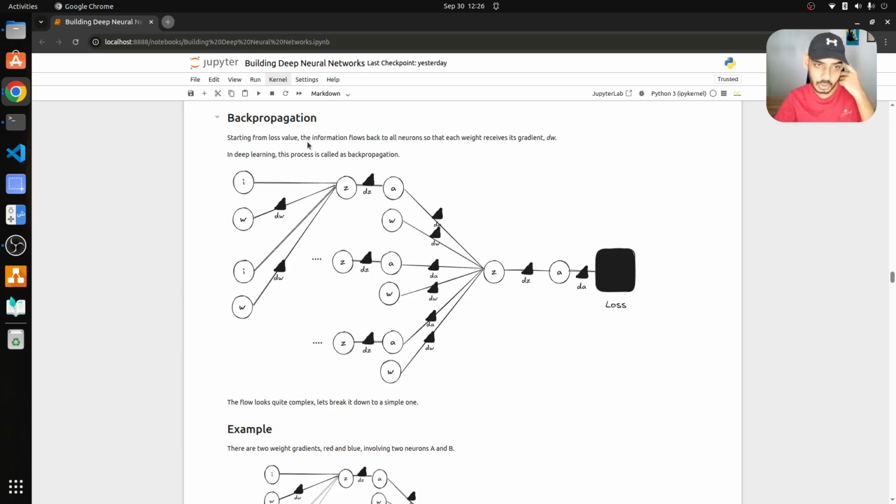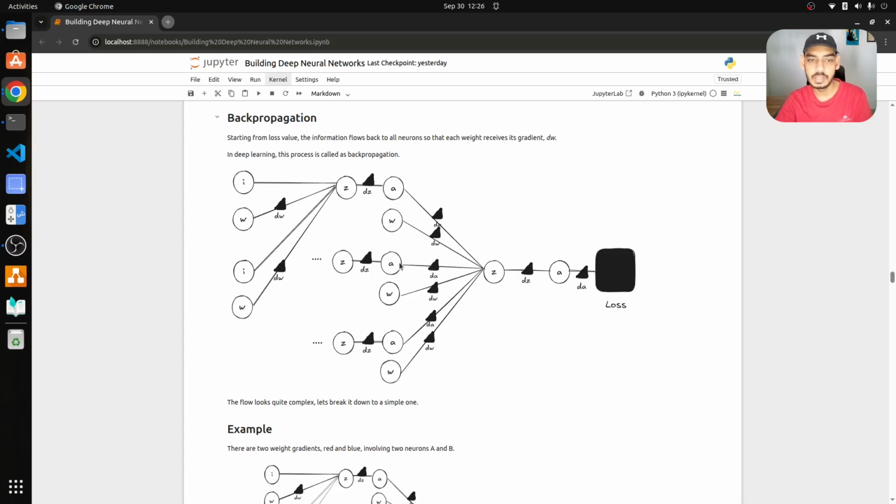So starting from the loss value, the information flows back to all the neurons so that each weight receives its gradient. dW is the gradient that we want to calculate, and then we want to update our initial weight. First the loss is present, then we calculate dA, and from dA, dZ. Then we have our 3 neurons here. This is one neuron, this is another neuron, and this is another neuron, where with the help of this dZ we calculate dW, then dW, dW.